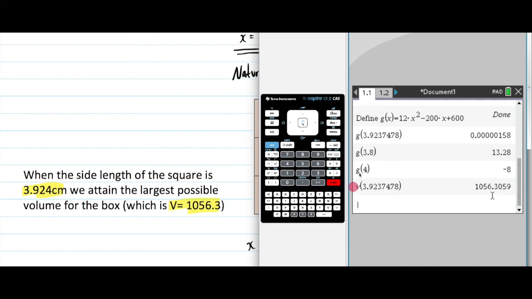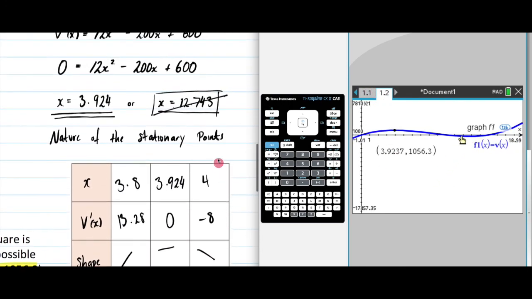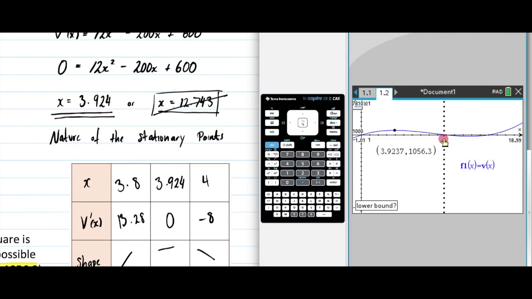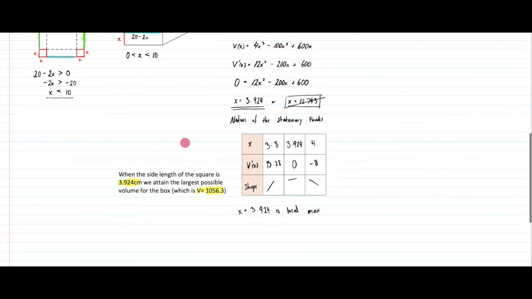volume for our box. If we go back to our graph, we also found out that we got a second stationary point here, 12.743, and we said this one didn't make any sense, and sure enough, we have negative volume, which makes no sense. How can you have negative volume? So we were right to reject it, but let's just analyze graph and see that we were correct in our calculations. So this should be 12.743, and sure enough, there it is, 12.743, and you have a negative volume, which makes no sense. Perfect. So we have done everything we needed to for this question. Let's zoom out and marvel at all our hard work.